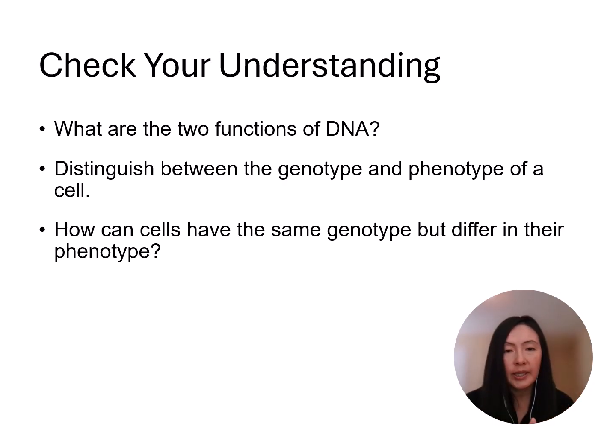And the third one, how can you have the same genotype but differ in their phenotype? Remember that the cells may express different sets of genes depending on their environment or internal cell signals. Environmental factors such as temperature, nutrients, or stress can turn certain genes on or off. So as a result, genotypes can produce different phenotypes through changes in gene expression patterns.